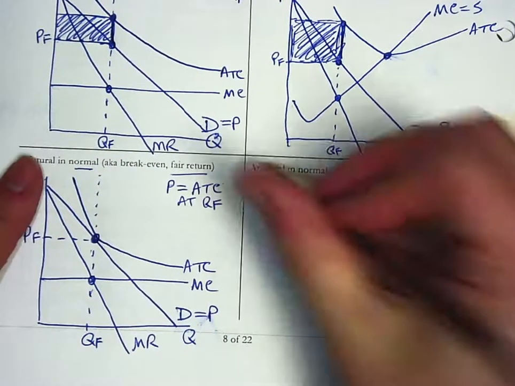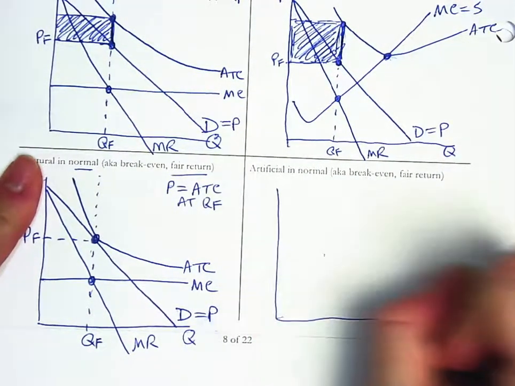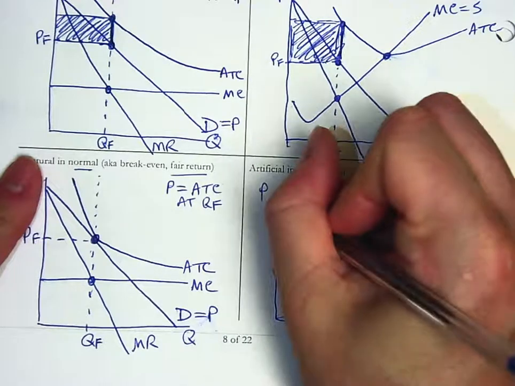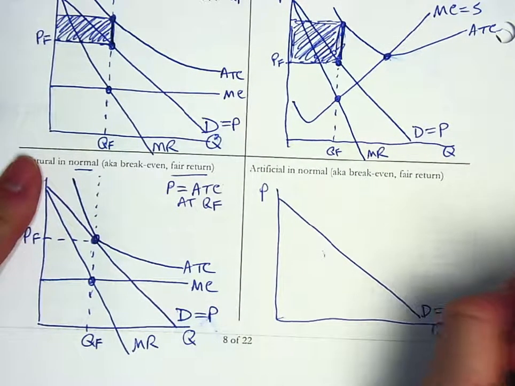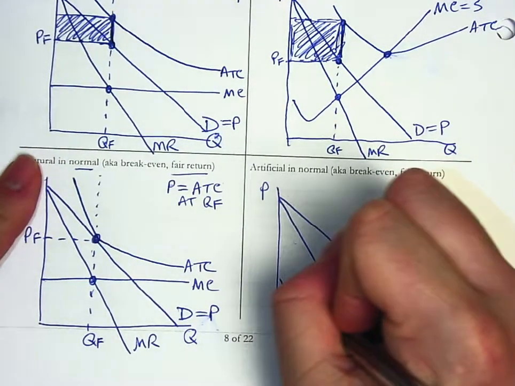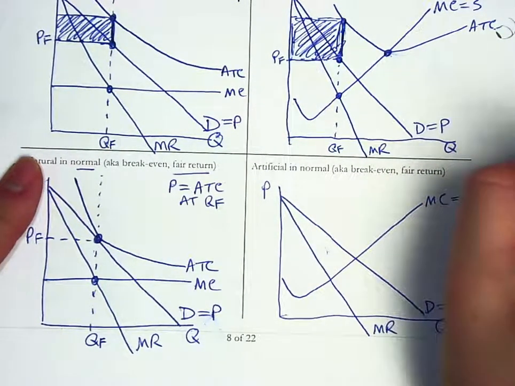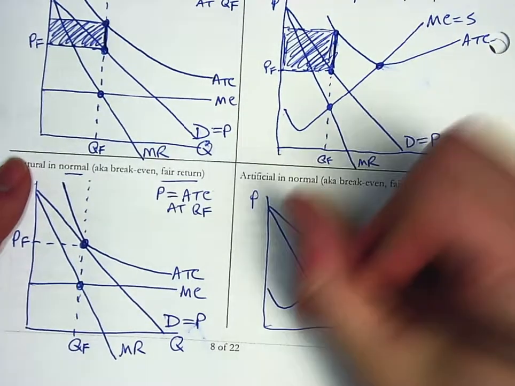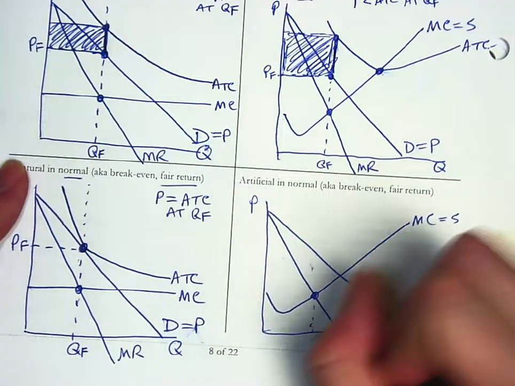Last but not least, equals supply. And we produce at the quantity where MR equals MC.